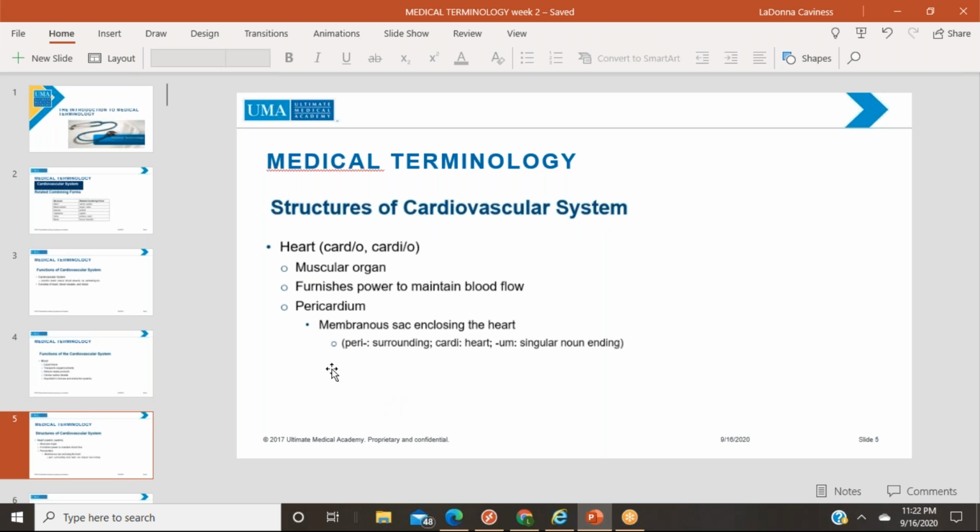All right, so the heart, again, let's break that down. CARDO and CARDIO. It's a muscular organ, and it furnishes power to maintain blood flow. The pericardium is a membranous sac enclosing the heart. Let's break that down. PERI refers to surrounding, CARDI refers to the heart, and UM is a singular noun ending.